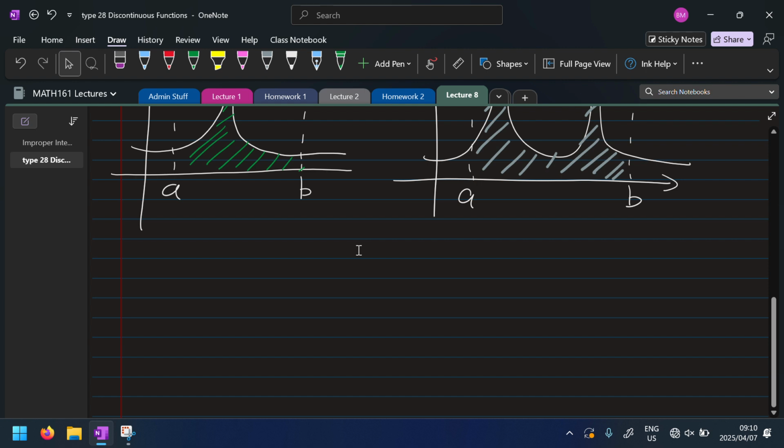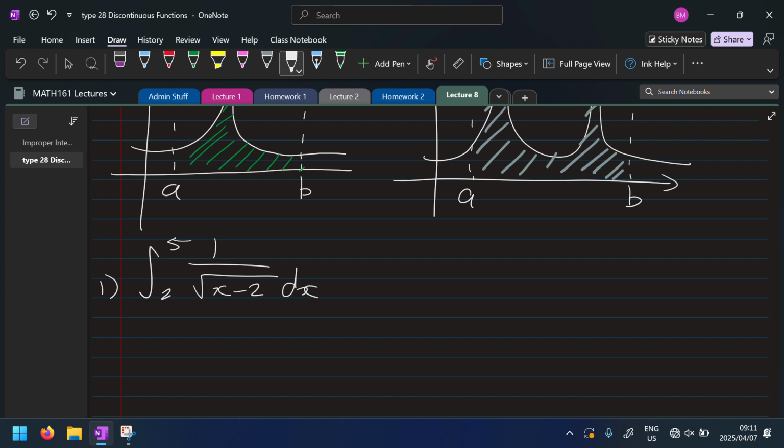Let's have a look at an example, and then I'll show you how to spot the problems. Number one, we have the integral from 2 to 5 of 1 over root x minus 2. This looks like something we've done before. You've got a root in the bottom, so you could just write this as x minus 2 to the minus a half, add a half, divide, go on. It looks very innocent. But there's a problem here.